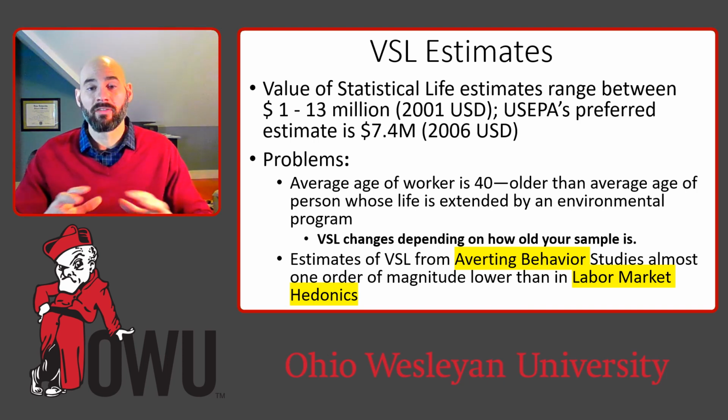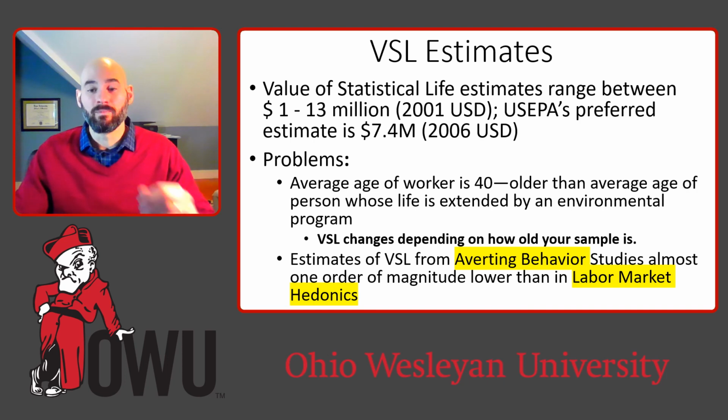Now, this is far from a perfect approach. On one hand, the average age of workers in the US is 40, which is older than the average age of a person whose life is extended by an environmental program. And the value of statistical life, somewhere in that range of $1 to $13 million, is going to vary based on how old the sample is. And how we calculate the value of statistical life is going to differ based on what methodology we're using.